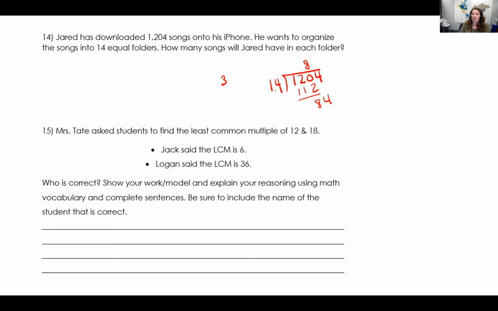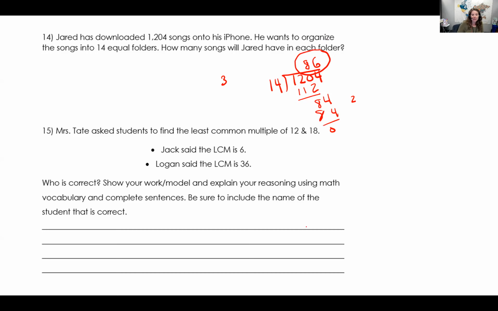And that would go, what, 4 times? No, 5 times. 6 times. All right, 6 times 4 is 24. Carry the 2. 6 times 1 is 6, plus 2 is 8. How many songs will each folder have? The answer is 86.